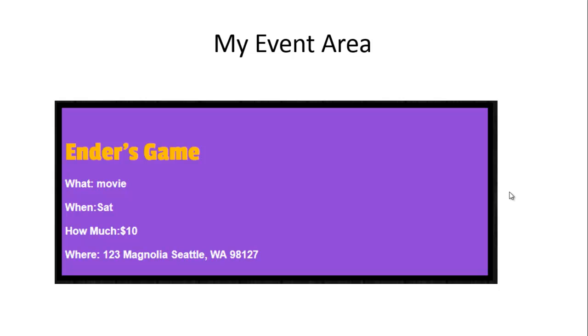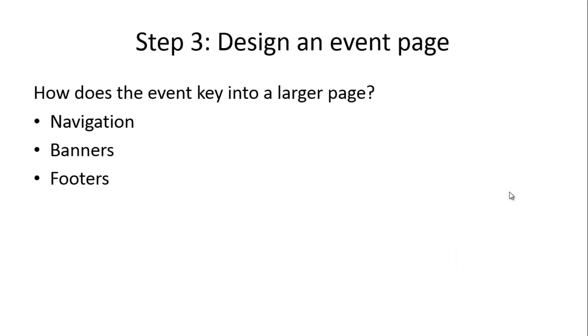Step 3, design an event page. In this part of the exercise, you're going to figure out how the event keys into a larger page. Is there navigation on the page? If so, where? Are there banners and footers on the page? Are there other things that you'd like to have on the page? So the navigation area is only one small part of the event page. The larger event page has other things on it.